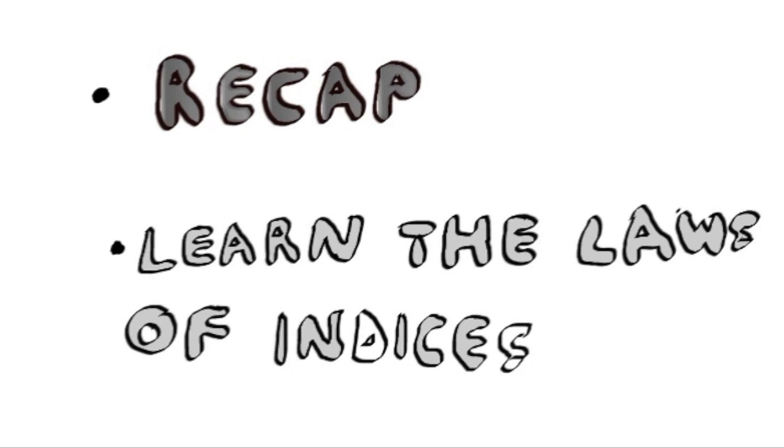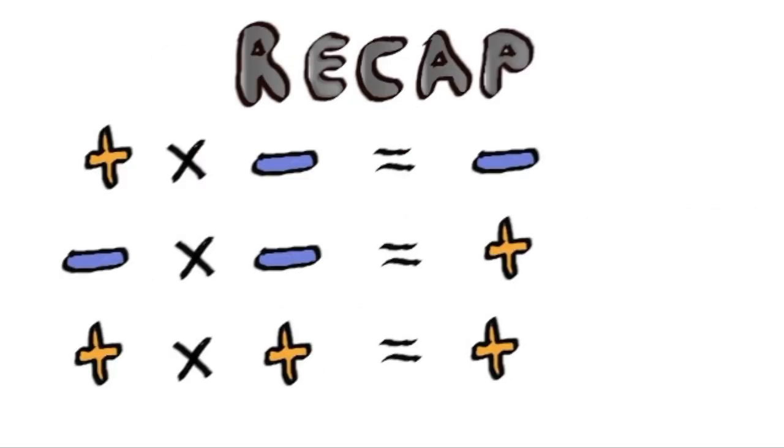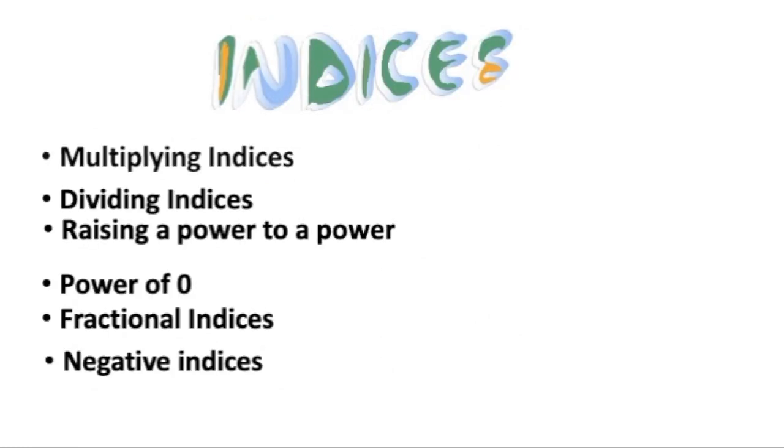Today we're going to do a recap of what we learned in the last video, and we're going to learn the laws of indices. So in our last video, we learned that when we multiply a positive number and a negative number, we get a negative number. And when we multiply a negative number and a negative number, we get a positive number. Then when we multiply a positive number and a positive number, we get a positive number. So there are 6 laws of indices, as you can see, but today we'll be focusing on the first 4 laws, and then I'll do another video focusing on the last 2.